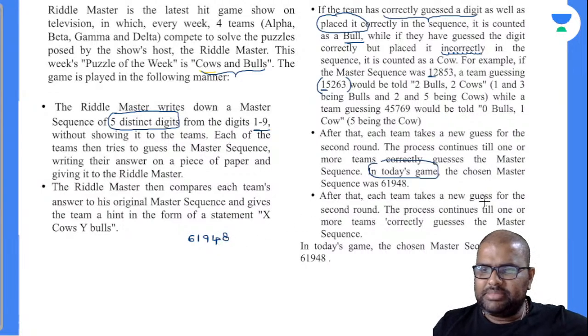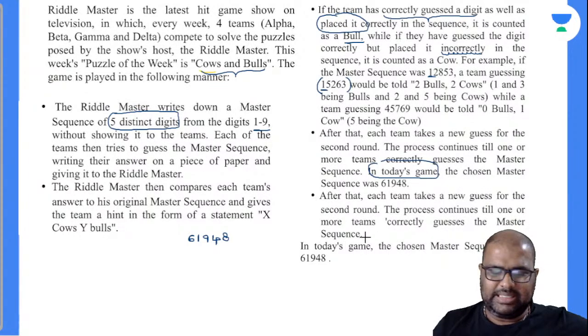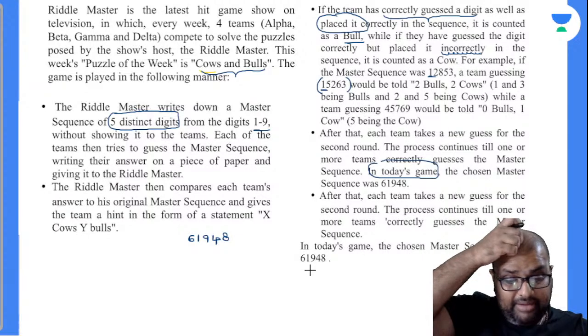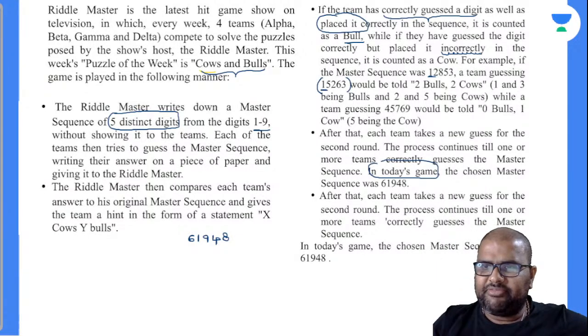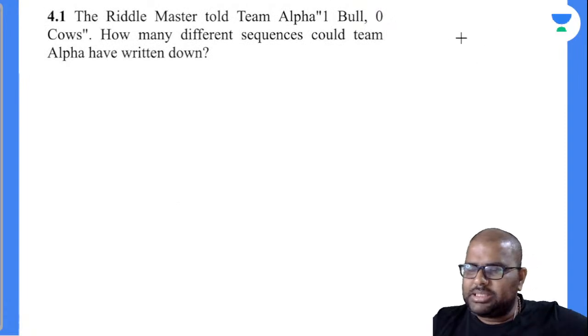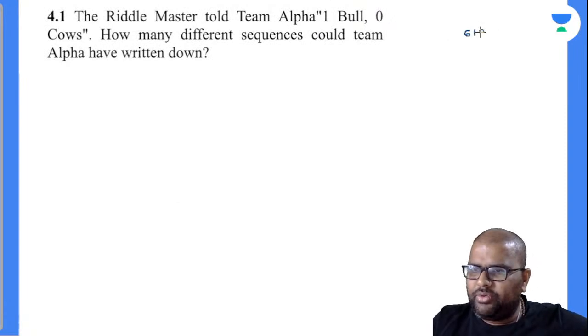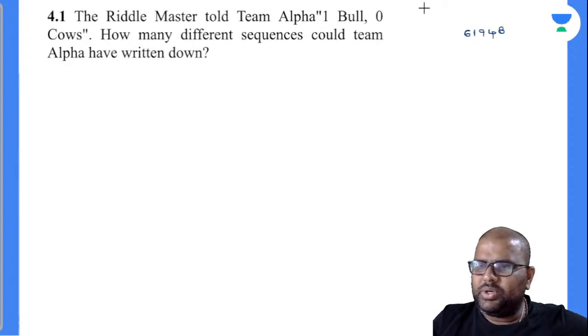After that, each team takes a new guess for the second round. The process continues till one or more teams correctly guess the master sequence. In today's game, the chosen master sequence is 61948. Chal, that is the first question asked. So the master sequence is, I'll write down in blue ink, beta, 61948. We have digits from 1 to 9. 0 is not allowed.